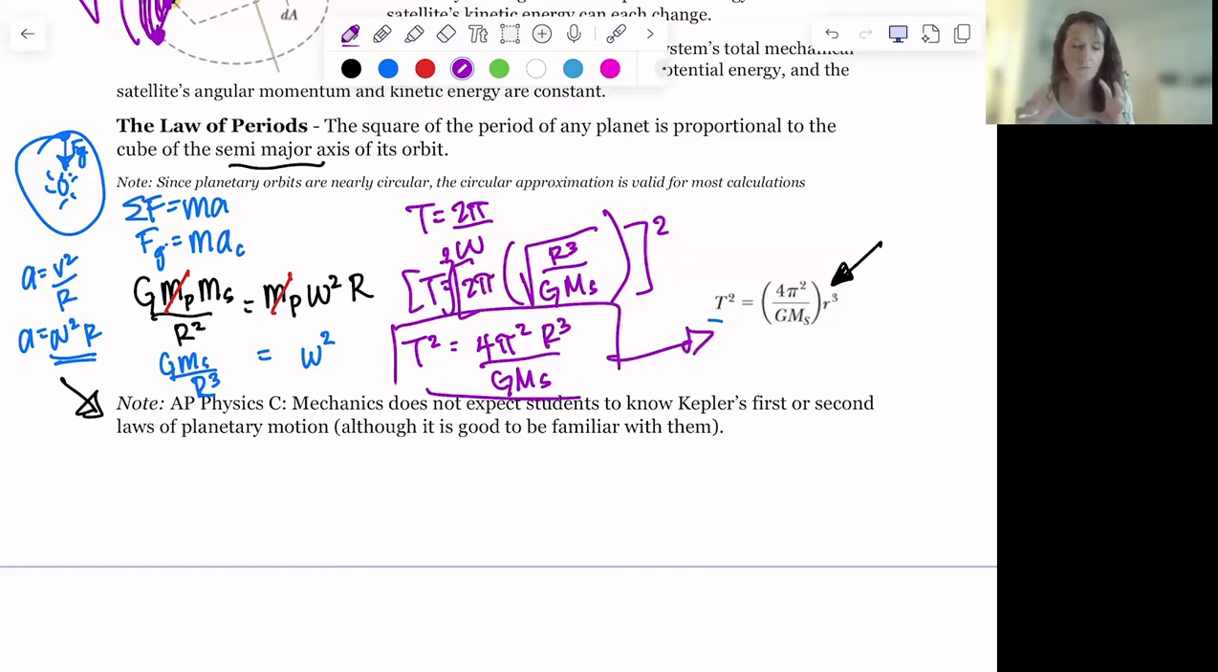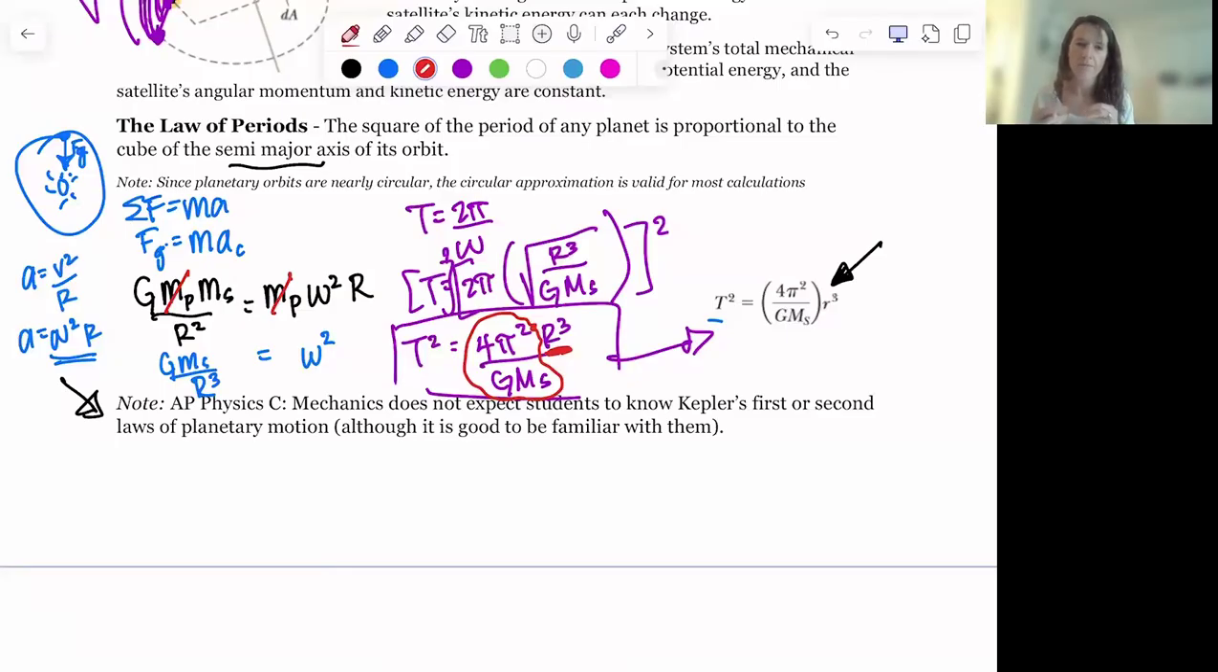And so make sure that you, first of all, understand how to do this and how to derive this, because that, like I said, is a common thing that the AP test will ask you to do. But you can also see right here that we essentially have a big constant number times our radius. And you notice also that the mass of the planet canceled out.